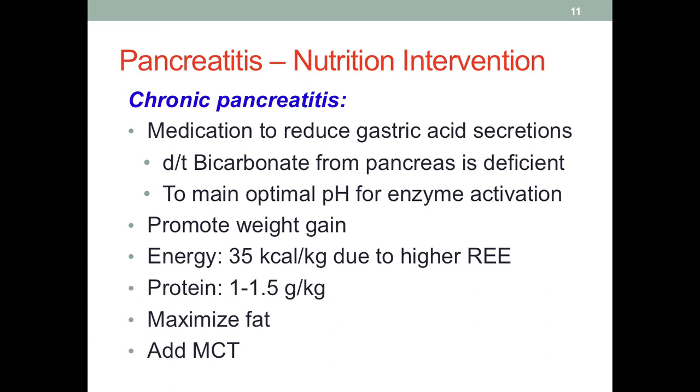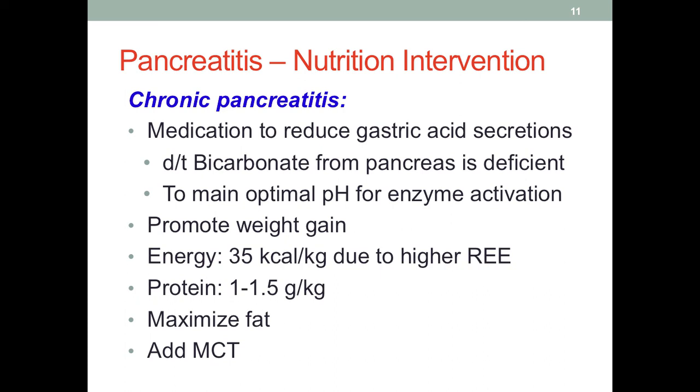Patients with this condition are at high risk for malnutrition due to maldigestion and malabsorption, so we would want to promote weight gain. For this, we would recommend to provide 35 calories per kilo of body weight because due to chronic inflammation, the patient's resting energy expenditure is higher than usual. Also, we want to provide a higher protein allowance and maximize fat as tolerated.